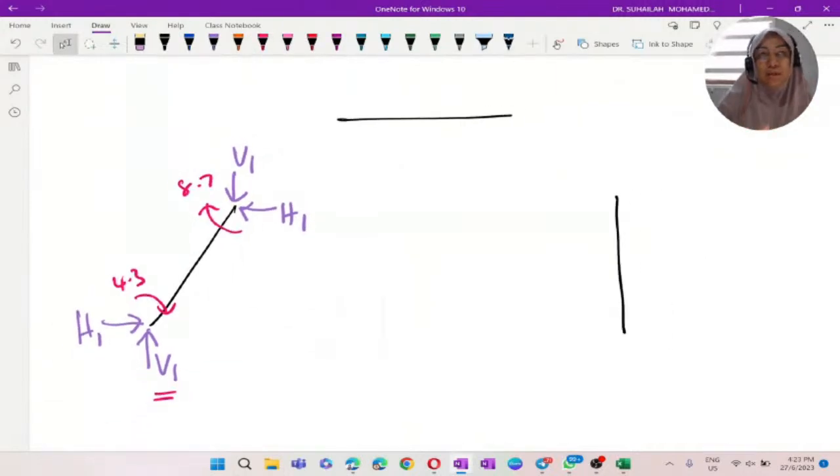Okay, so this is the free body diagram for member AB. Okay, we move to member CD. For member CD, we have DX, DY because of fixed support, DX, DY and MD.